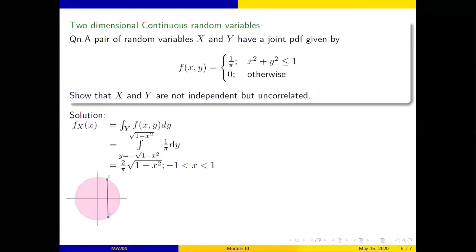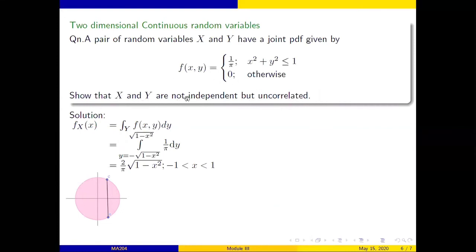And now the next question. A pair of random variables, capital X and capital Y, have a joint PDF given by f of xy equal to 1 by pi in the region x square plus y square less than or equal to 1, and 0 otherwise. Show that X and Y are not independent but uncorrelated.